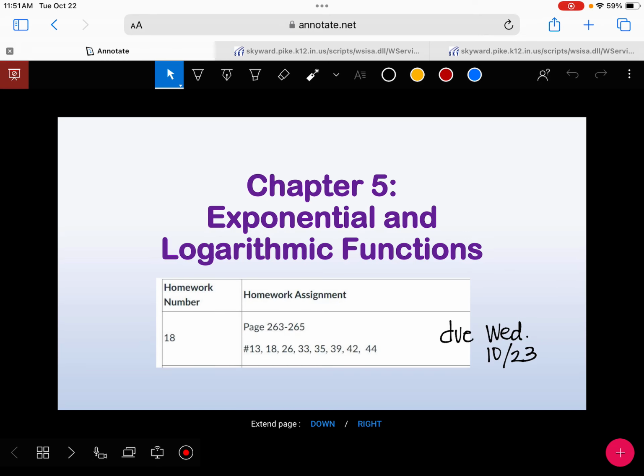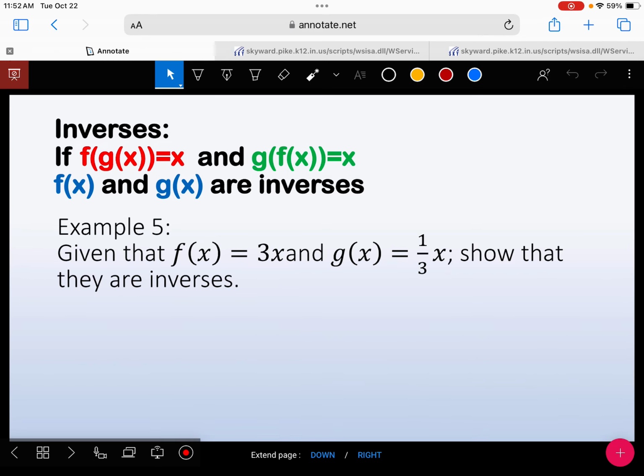So go ahead and copy down this example. We're going to talk about how to figure out if two functions are inverses. On yesterday's lesson, you had to do two compositions. But now we're going to do our compositions, and as long as it's equal to x, that means that our functions are inverses. So I'll give you a minute to copy that down.